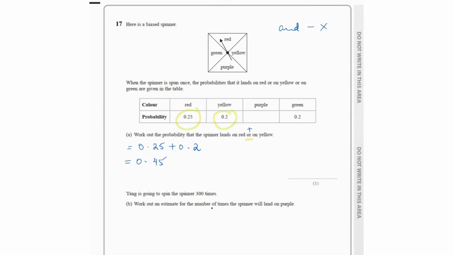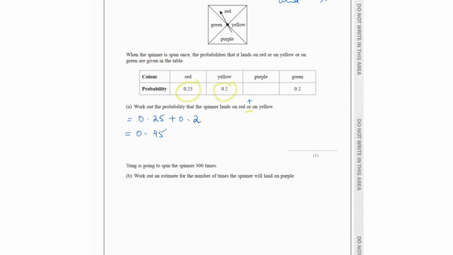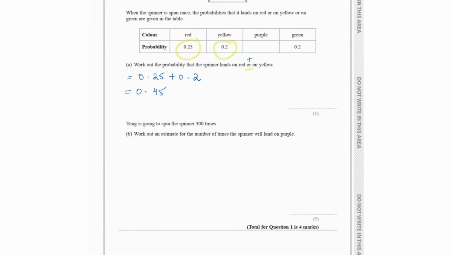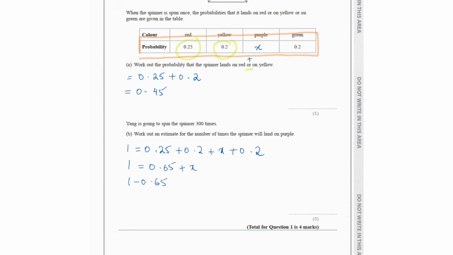Then Yang is going to spin the spinner 300 times. Work out an estimate for the number of times the spinner will land on purple. So for that, you need to find the probability of purple first. Whenever there's a table like this, all of the probabilities will always add up to 1. Always. So the probability for purple is x right now. So 1 equals 0.25 plus 0.2 plus x plus 0.2 again. That is 0.65 plus x. Subtract these. 0.35. That is the probability of getting purple.